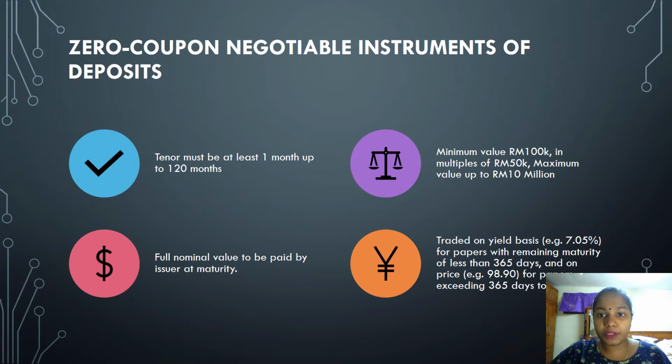Zero coupon negotiable instrument of deposit. Tenor must be at least 1 month up to 120 months. Minimum value RM100k in multiples of 50k. Maximum value up to RM10 million. Full nominal value to be paid by issuer at maturity. Traded on yield basis, example 7.05%, for papers with remaining maturity of less than 365 days, and on price, example 98.90, for papers exceeding 365 days to maturity.